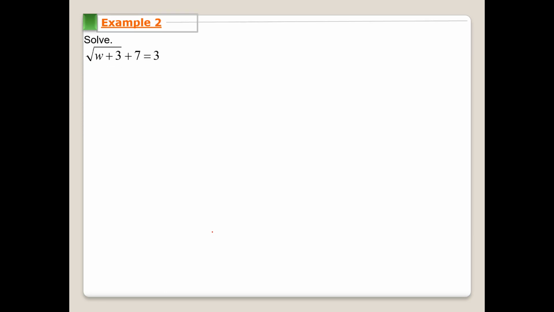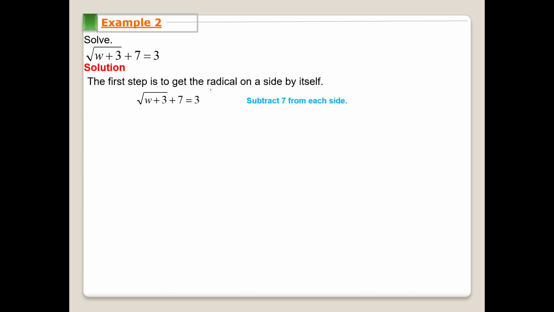Now let's look at another example. We've got the square root of w plus 3, and plus 7 outside of that, equals 3. Let's see what we have to do here. For our first step, let's get that radical on one side by itself. To do that, we need to subtract 7 from both sides. I'm going to write it over here: subtract 7, and subtract 7 from here.